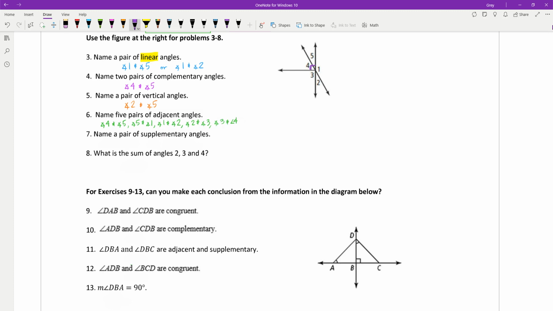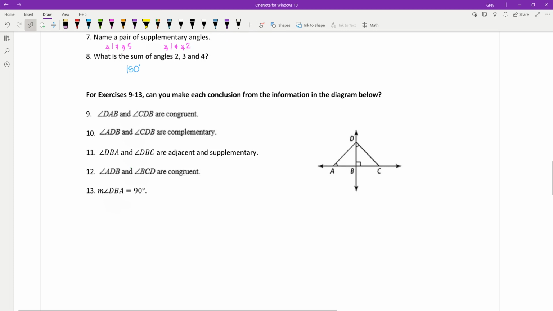Name a pair of supplementary angles. Supplementary would be these same ones up here because that's what a linear pair does. So I'm going to have 1 and 5 and 1 and 2. What is the sum of angles 2, 3, and 4? Well, if you add those together, I'm looking to say, what do these 3 add up to? Well, I hope you can tell that that side they don't have in common is a line, so they're all going to add up to 180 degrees because that's a straight angle.